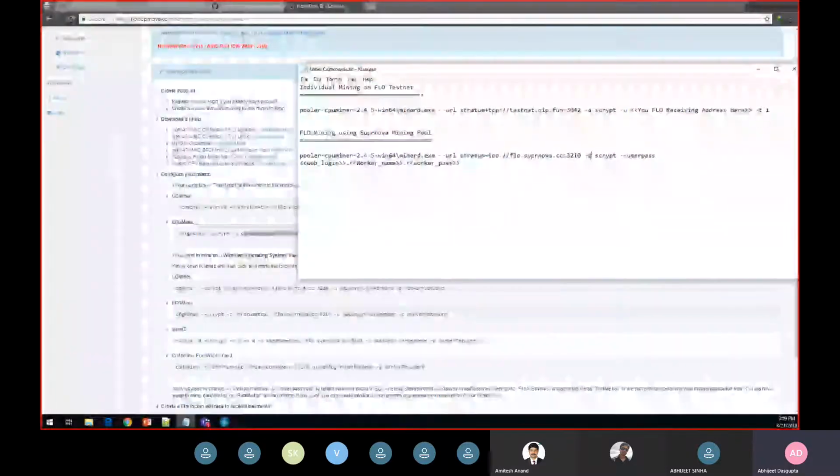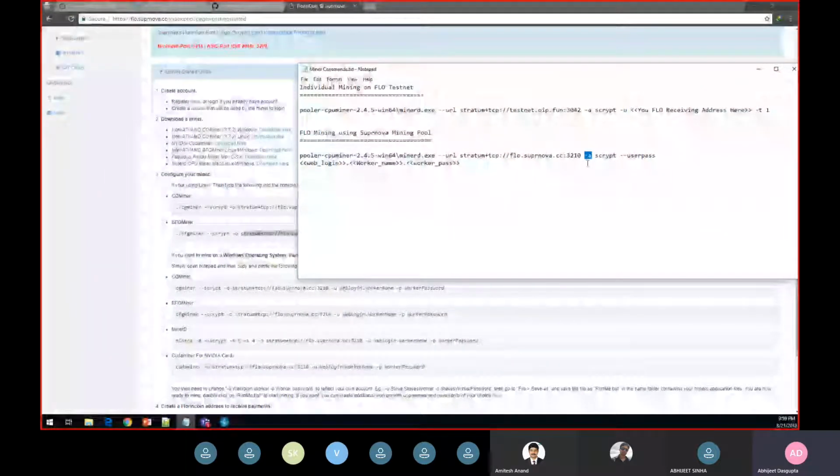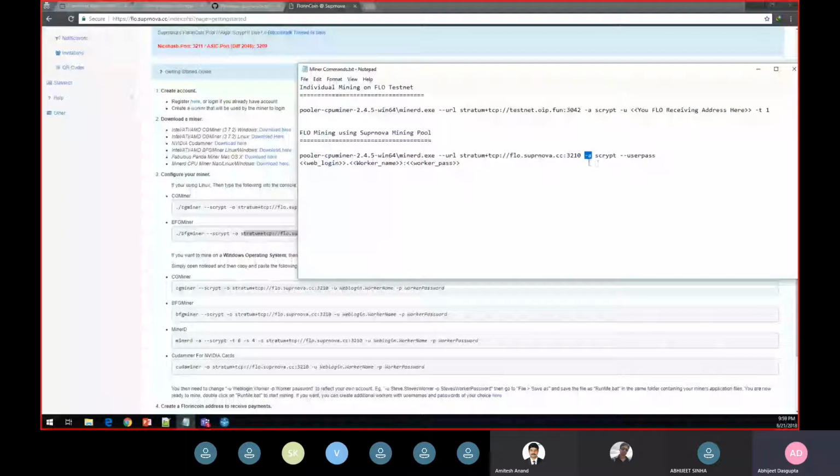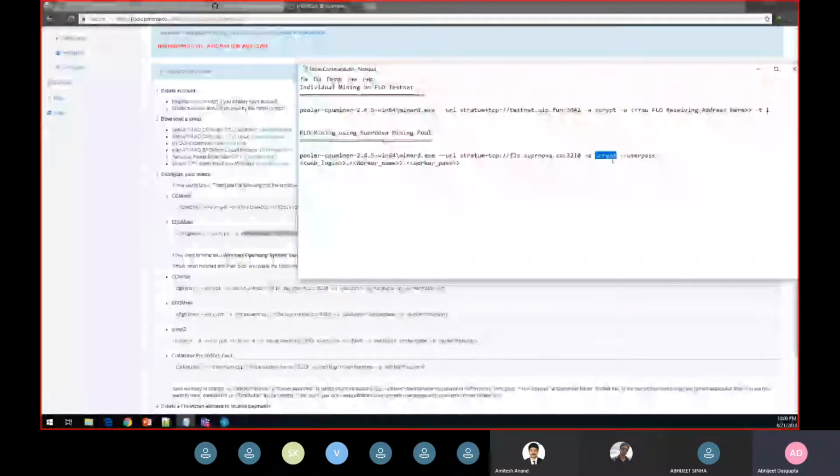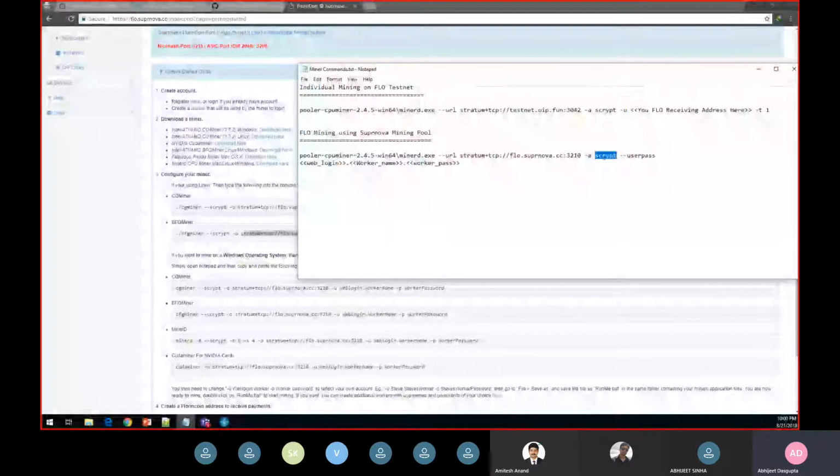Then we need to mention the algorithm that is being used to mine this particular coin. As I said, Flow is a cryptocurrency that uses the scrypt algorithm for all its mining processes. So we need to specify this.